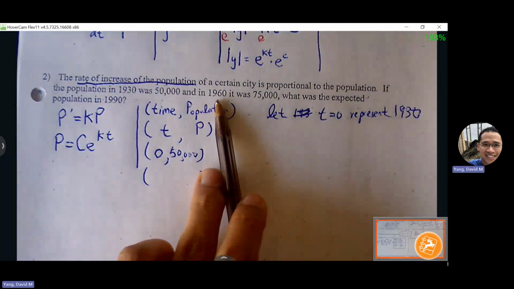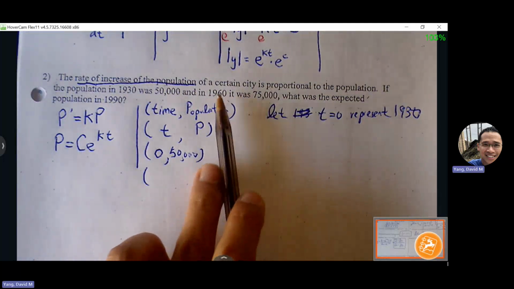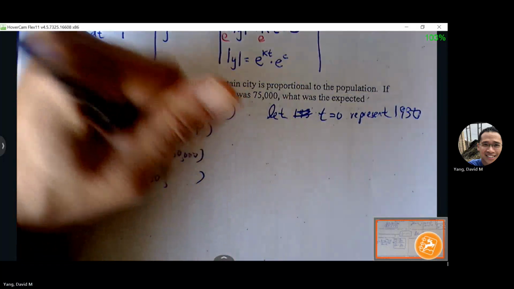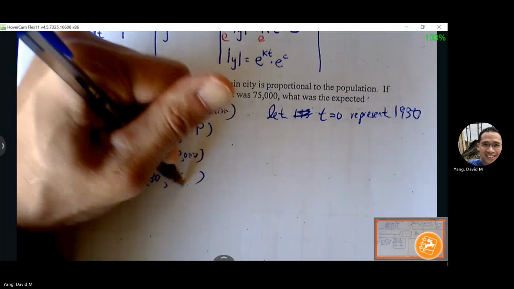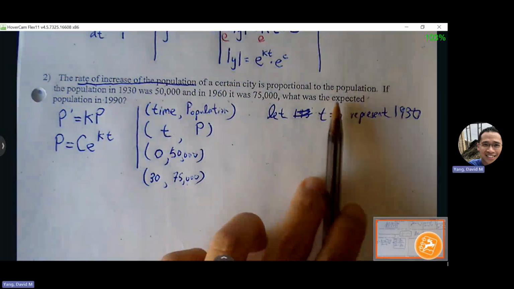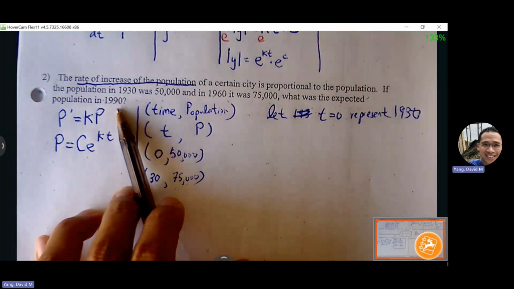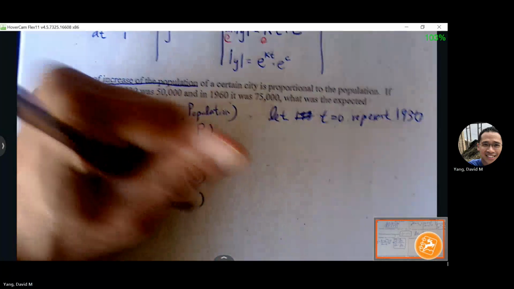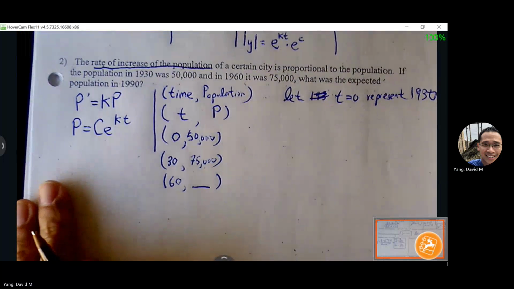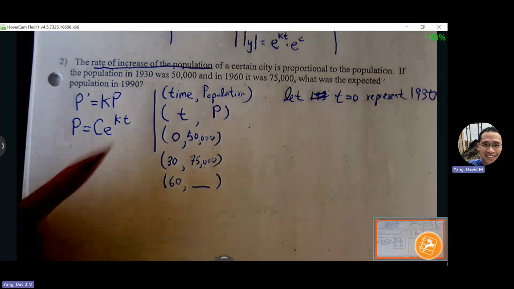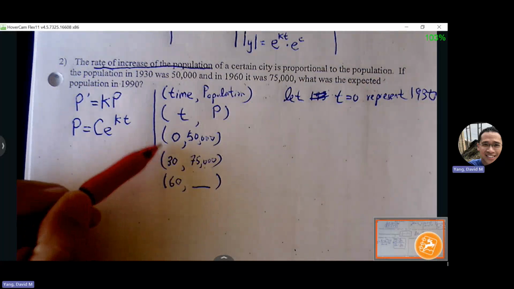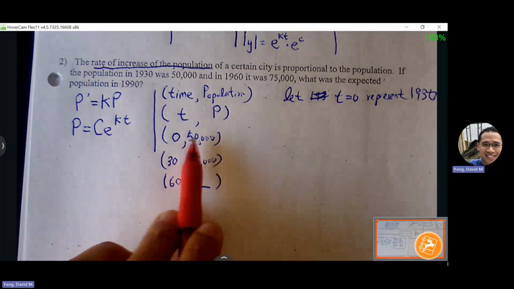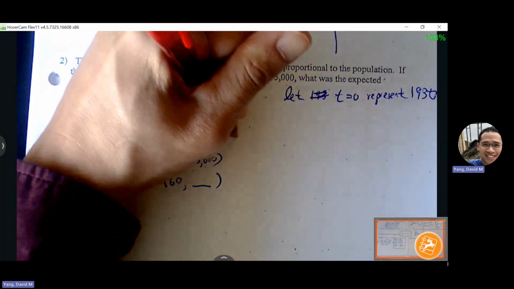Okay. In 1960, 75,000. So how many years after year 0 is that? 30. 30 years. So 30 years later, 75,000. And then what's the expected population in 1990? 60. So we're ultimately looking for 60 years later, what is my population? Now, usually the order of problems is not always the case, but usually we want to take advantage of that zero. That zero is going to help us clean things up. So this is usually going to help us solve for C.